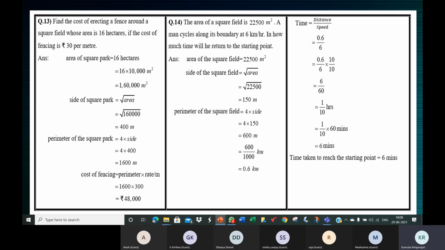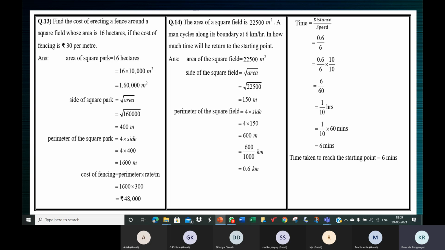Supposing the perimeter is 100 meters, because fencing is done along the boundary, not inside. Inside is the area of the field. Boundary is the perimeter. And fencing work is carried out on the boundary of the field. So you need to find the perimeter.